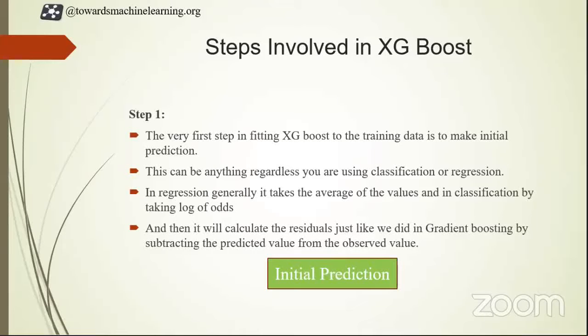This can be anything, regardless of whether you are using classification or regression. In regression you will take the average of the values, and in classification similarly you can take the log of odds, as we have discussed earlier. After this, similar to gradient boosting, it calculates the residuals by subtracting the predicted value from the observed value. These initial steps are the same.